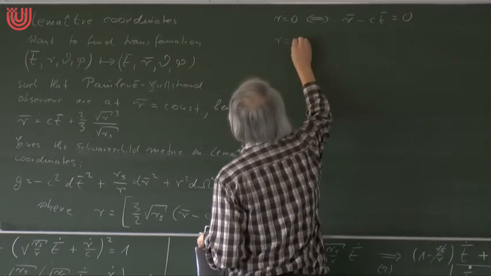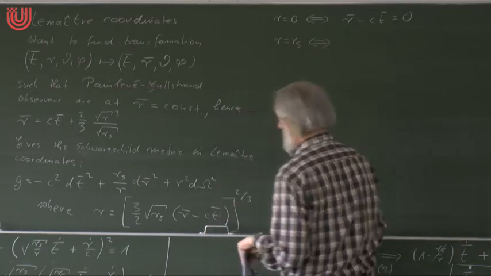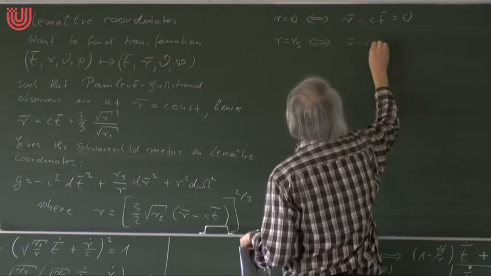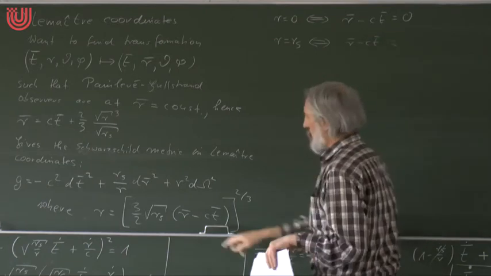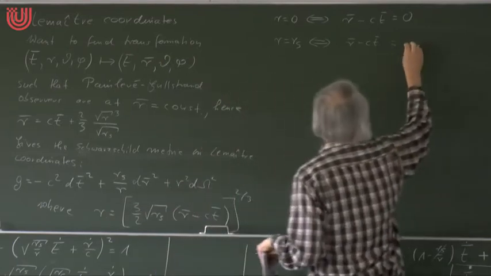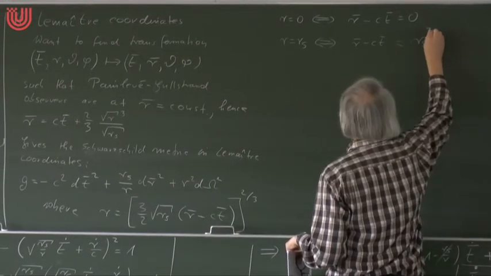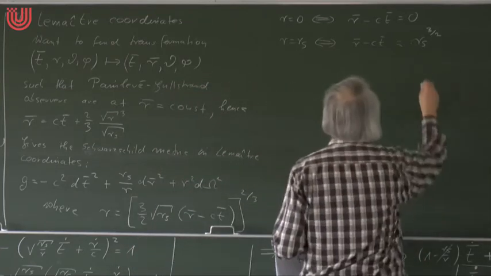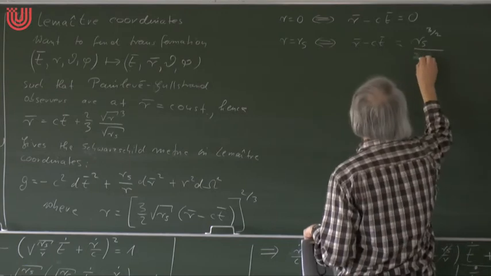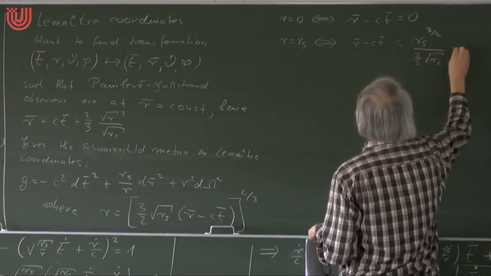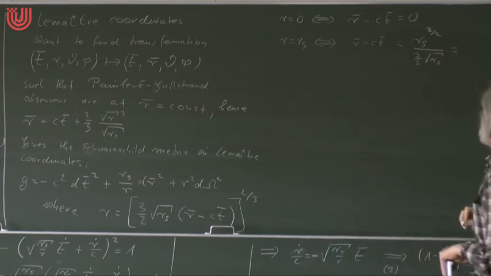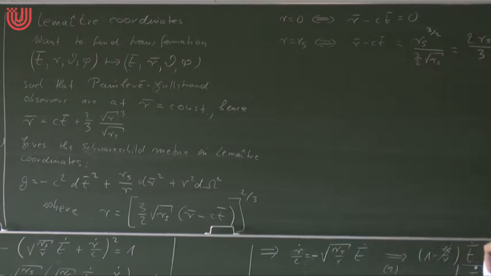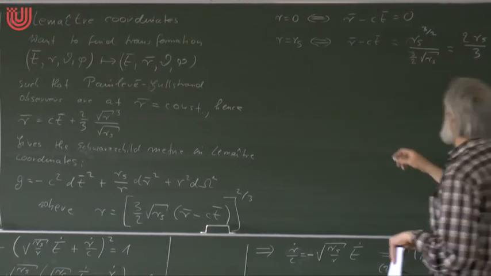And where is the horizon? Oh my goodness, can I do this in my head? So this is r bar minus ct bar is what? So this is now rs to the power 3/2 divided by 3/2 root rs. So this is 3/2 minus 1/2 is 1, right? So that's 2rs over 3.